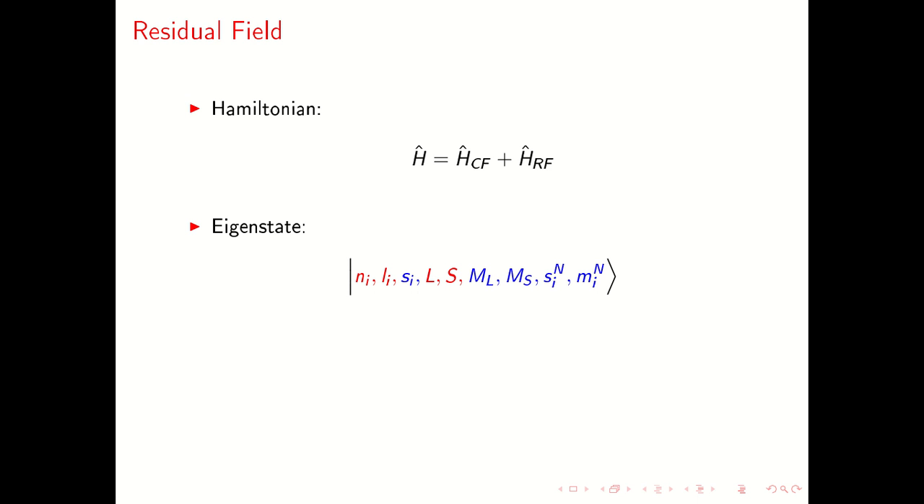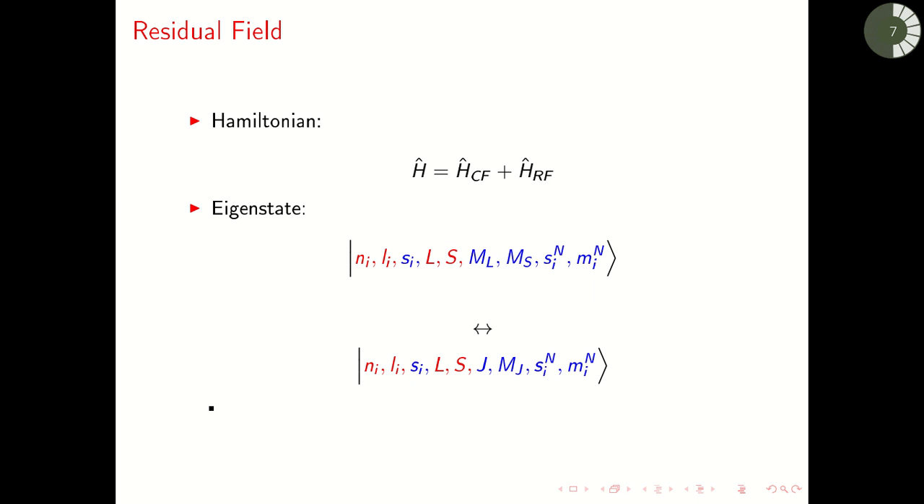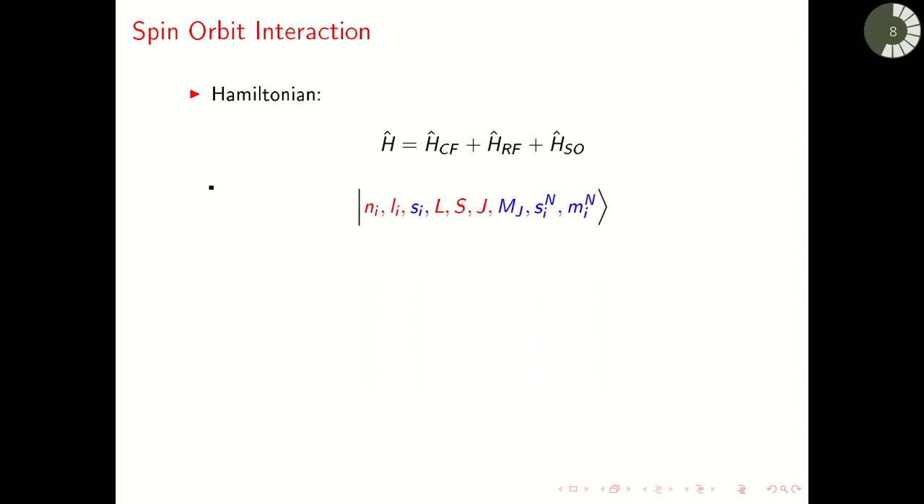In this case we can rearrange things a bit and write our eigenkets as states of well-defined total J and its projection along the z-axis. This is useful since it diagonalizes our next term, the spin-orbit interaction. On adding the spin-orbit term, the energy becomes dependent on J, and hence it is shown in red.